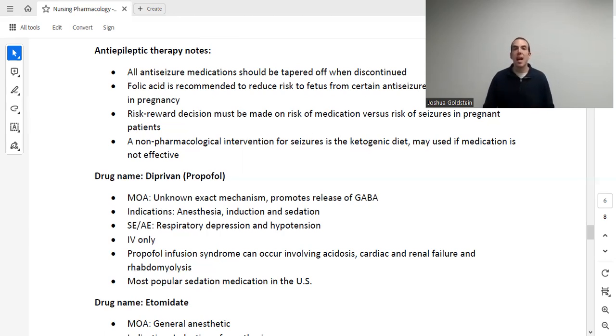But I want to be clear, it's not going to be a simple, the medication is teratogenic, I'm going to stop taking it because I'm pregnant. No, because seizures are also, they're not technically teratogenic, but for all intents and purposes, yes, they are.